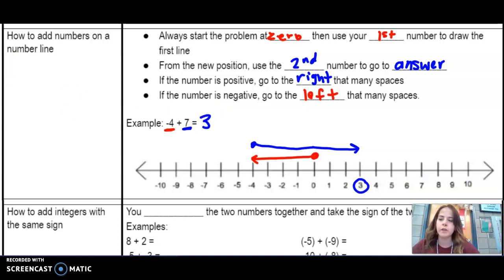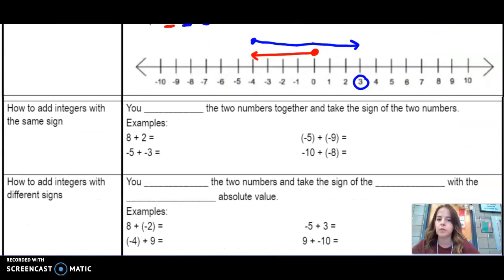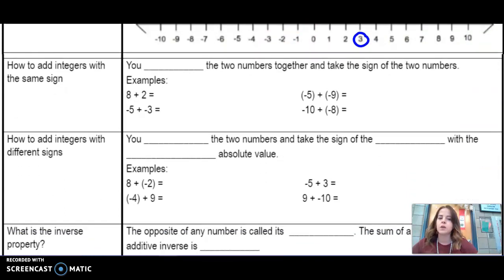Okay, the next part, how to add integers with the same sign. If the two numbers have the same sign, so they're both positive or they're both negative, you add the two numbers together and then take the sign of the two numbers. So for example here, 8 plus 2, they're both positive. We know 8 plus 2 is 10, and because they're both positive, that's a positive 10.